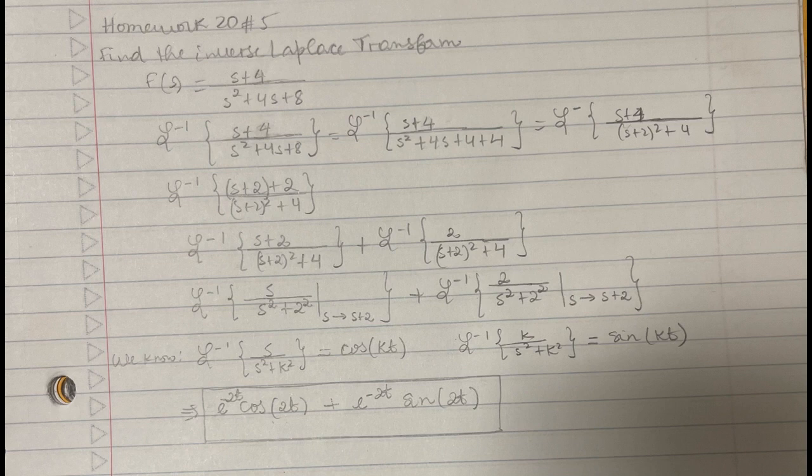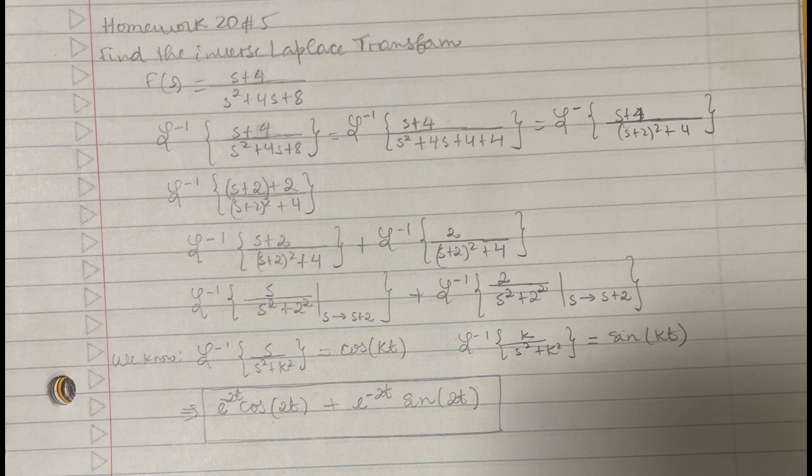I'm going to have S plus 2 over S plus 2 square plus 4, then plus the Laplace inverse of 2 over S plus 2 square plus 4. Then I'm going to shift my S: S plus 2 becomes S now, and I write my 4 in terms of 2 exponent 2, so I can quickly identify it using the formula that is below.